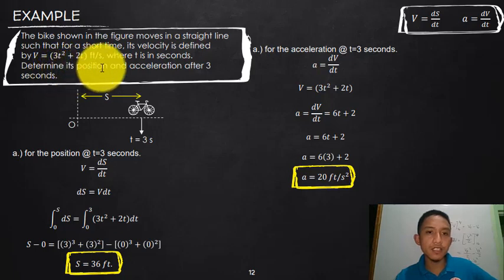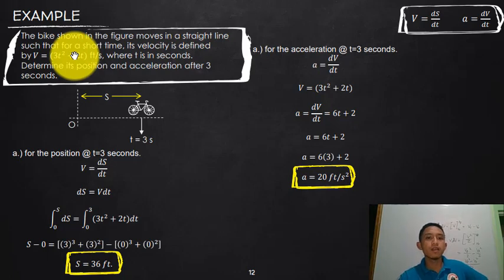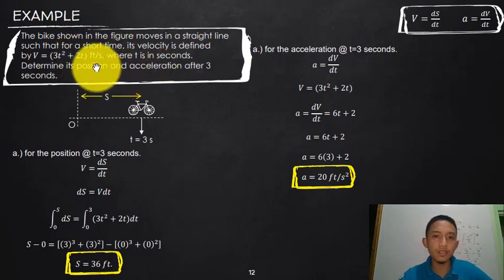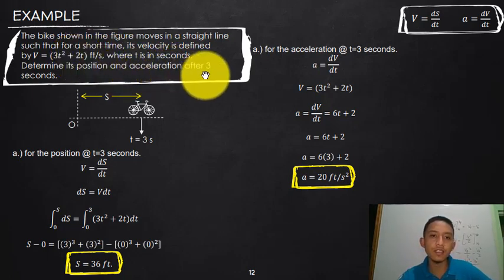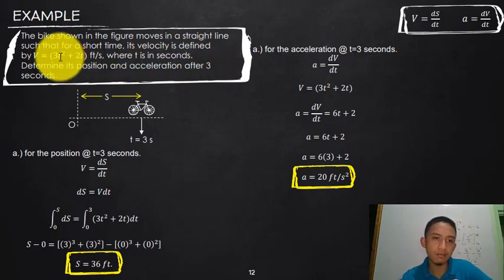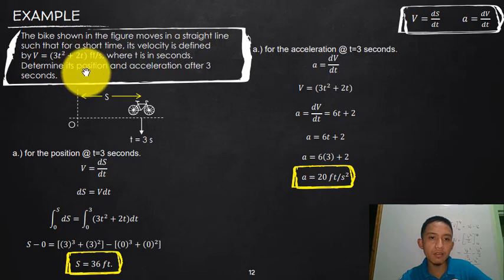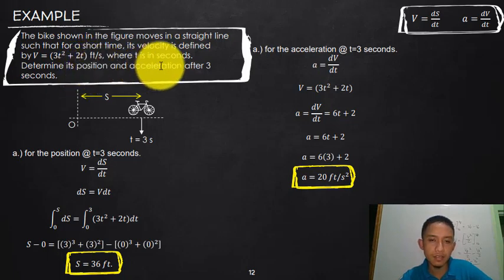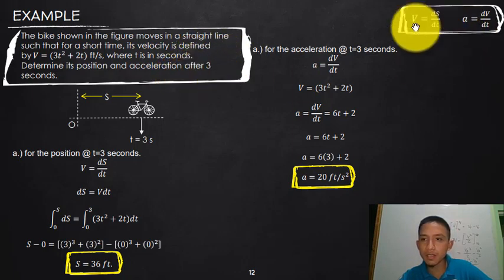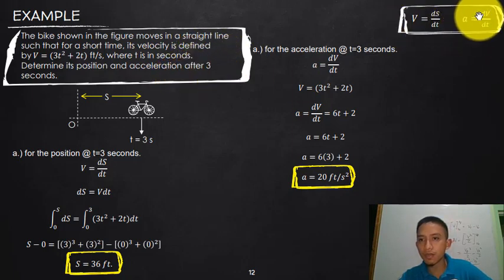Okay, so determine its position and acceleration after 3 seconds. Using this equation, find the position and the acceleration after 3 seconds. You cannot just substitute the t there, because if you do that, you will only have the velocity after 3 seconds. But the unknowns are the position, or the distance or displacement, and the acceleration. So how are we going to do that? Making use of the kinematics equations, v = ds/dt and a = dv/dt.